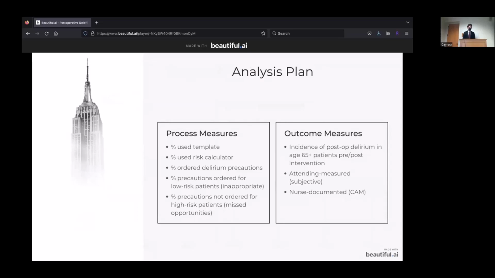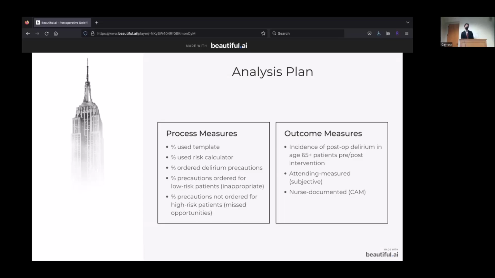In terms of process measures, we'll be monitoring the percentage of faculty who use our perioperative template, the percentage who actually complete the risk calculator, and then the amount of people who order the delirium precautions order set. And in particular, it'll be stratified into people who order it for low-risk patients inappropriately, and we also want to identify missed opportunities where they're not ordering precautions for high-risk patients, and see how this changes before and after our intervention.